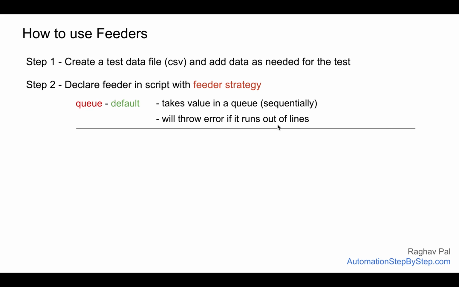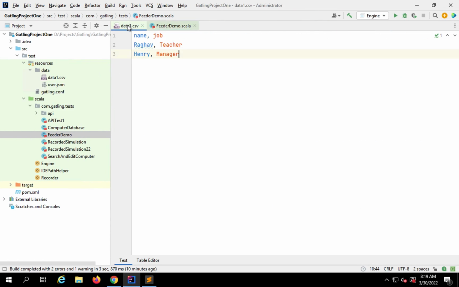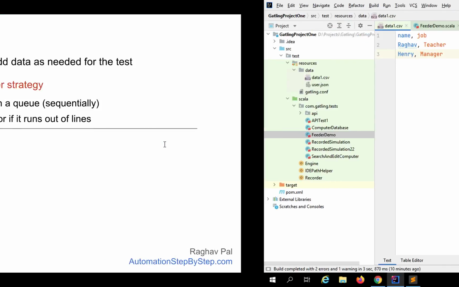Now this takes values in order, that is sequentially from the file, and it will throw an error in case the file runs out of lines. I will show you a demo in a moment. So this means that it will keep on getting the data sequentially. That is, first it will take this, then this, and if we still have the next iteration, it will throw an error as it reaches the end of file.